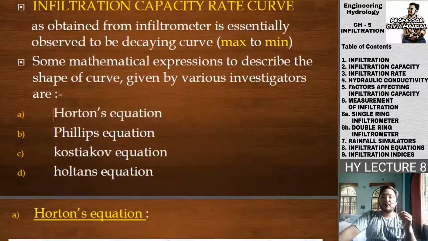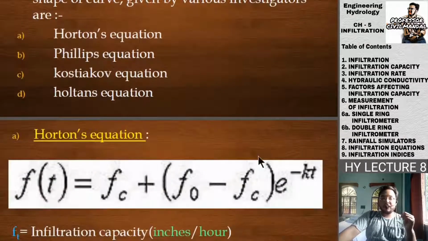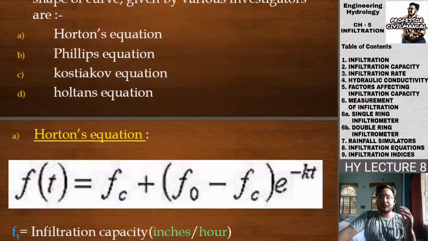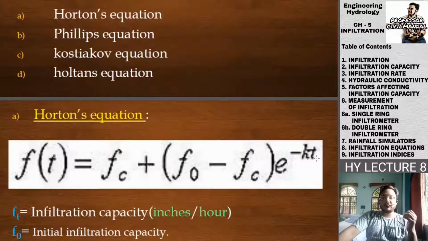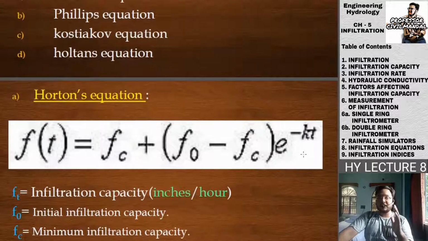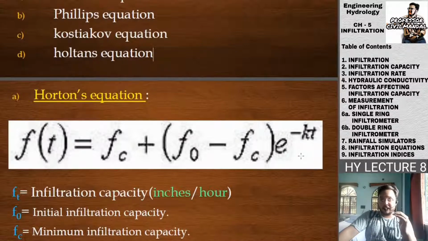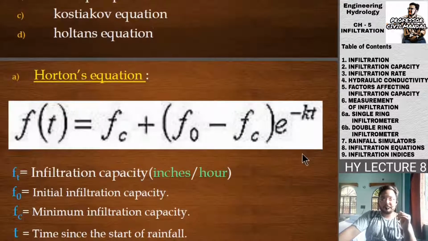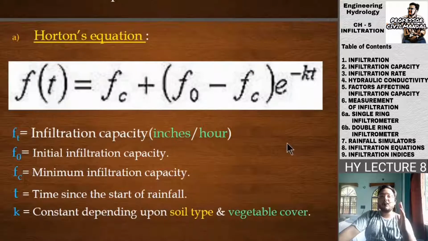First is the Horton's equation, second is the Phillips equation, third is the Kostiakov equation, and fourth is the Holtan's equation. Though we are not going to derive these equations, we will read about them, we will learn the formula, and we will try to know what are the different factors that are affecting that particular formula, or the factors that are included in that particular formula or equation. First is the Horton's equation.